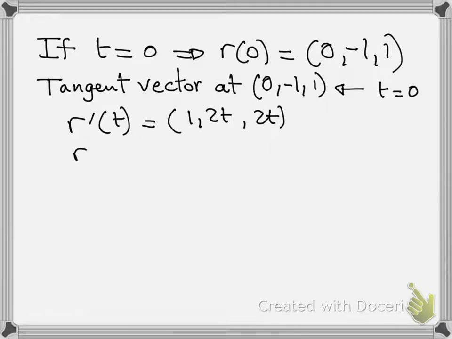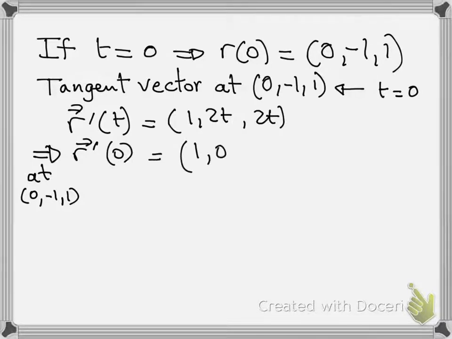So then my tangent vector at 0, negative 1, positive 1 would be r prime of 0. So it's r prime of 0, which is 1, 0, 0. So that's my direction vector. So that would be like my a, b, c in the parametric equation of the tangent line.